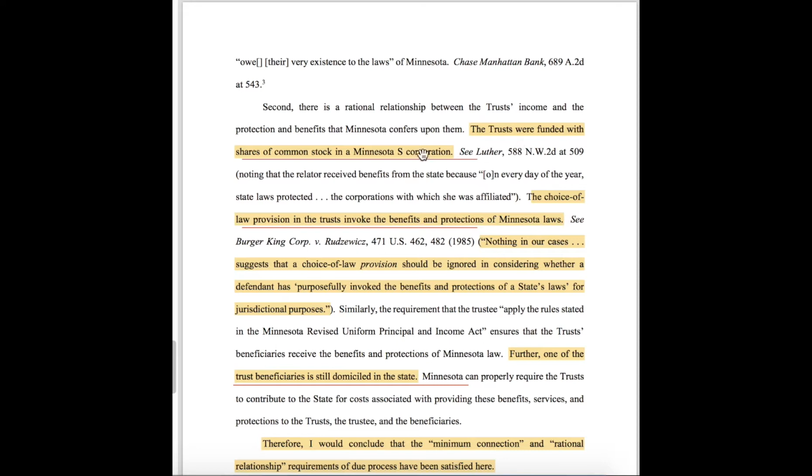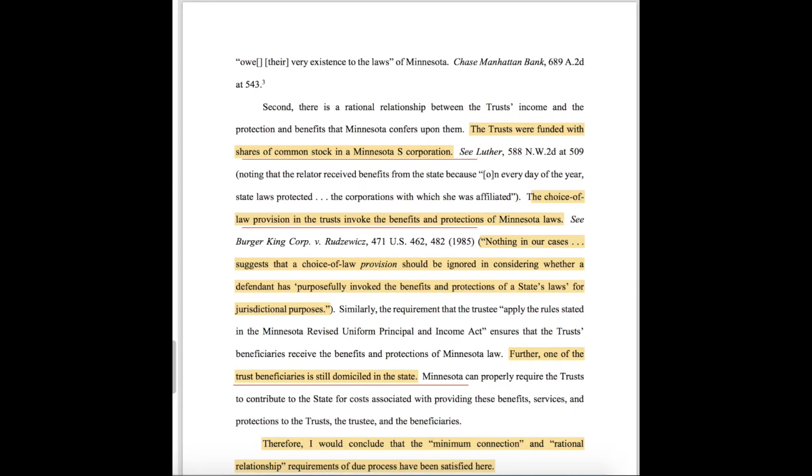The trusts were funded with shares of common stock in a Minnesota corporation, and then they give the case law supporting the reason that because it was common stock from a Minnesota corporation, which is a creature of the state, that it could be taxed.